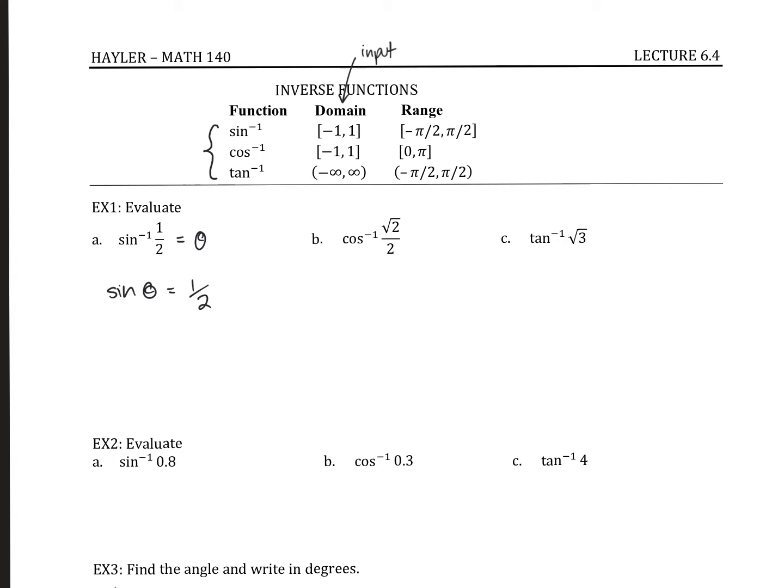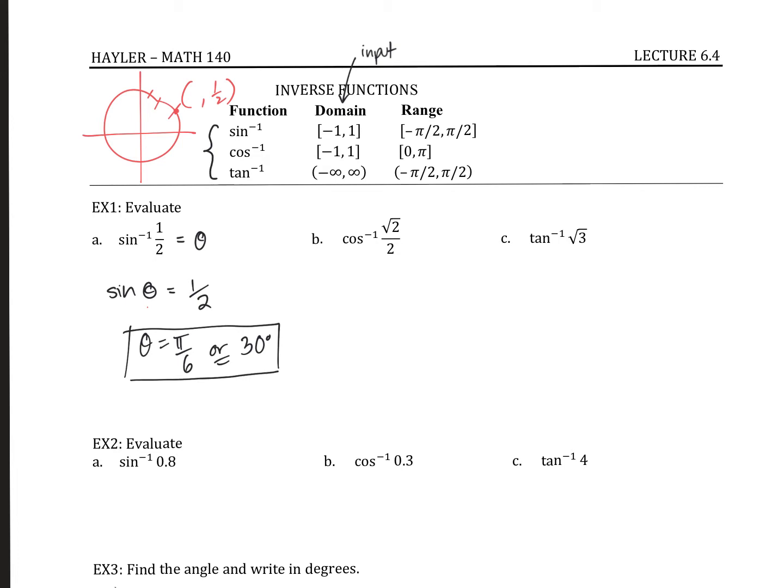So now the question is, what value on the unit circle has a y value of a half? And the value that has a y value of a half is pi over 6. So we have that theta equals pi over 6, which would be radians, or how about degrees? That is 30 degrees. And once again, you need to be careful what your calculator is set on, either radians or degrees, because that can definitely slightly screw with your answer if you're putting in the wrong setting.